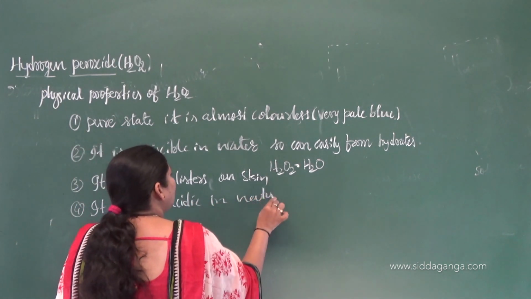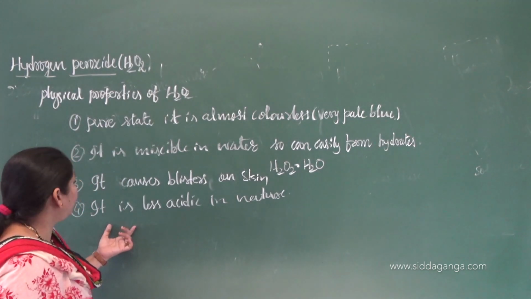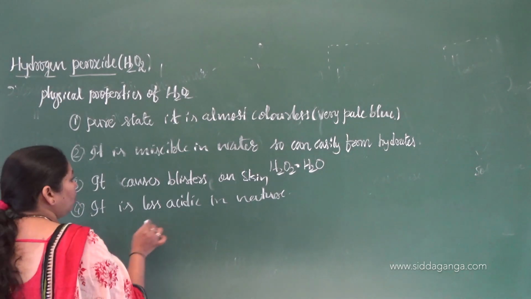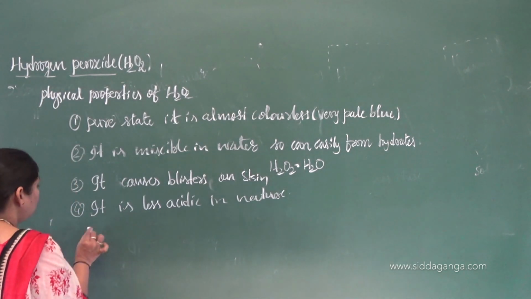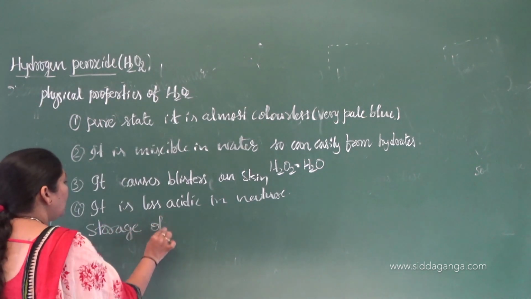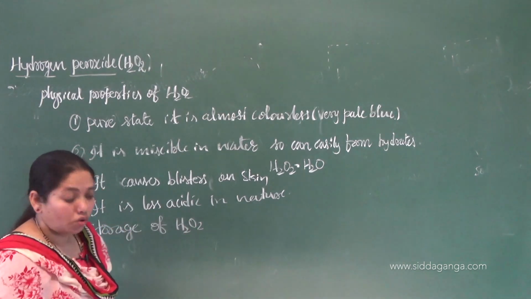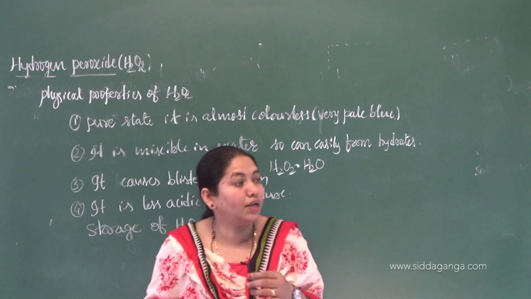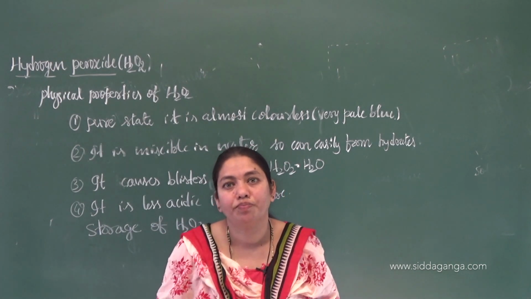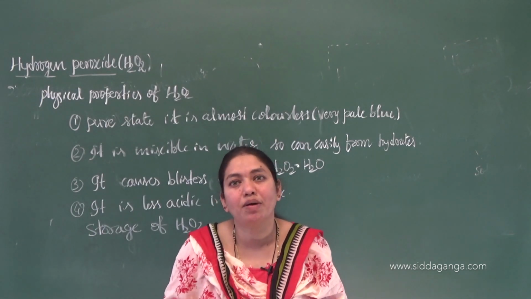So that means it releases H plus ions, right, to a very small extent. And one more thing you can write here is about the storage of this hydrogen peroxide. That is a very important concept here. I think you have observed that in the market you get this hydrogen peroxide in plastic bottles, right? Why are they giving it in plastic bottles?